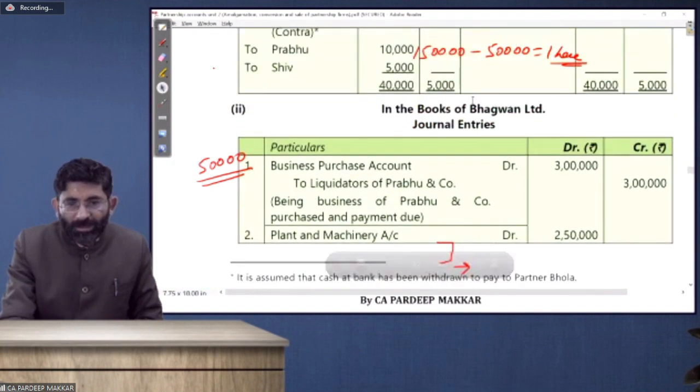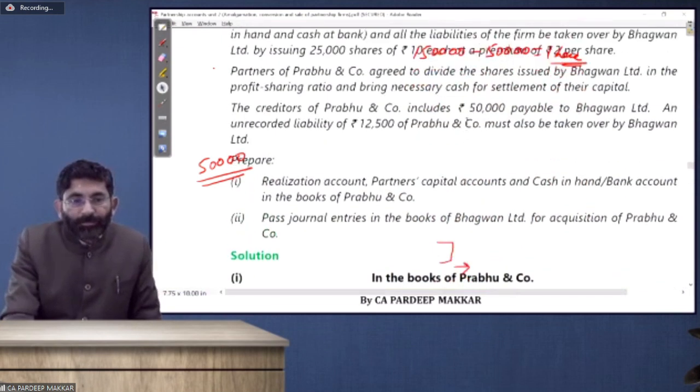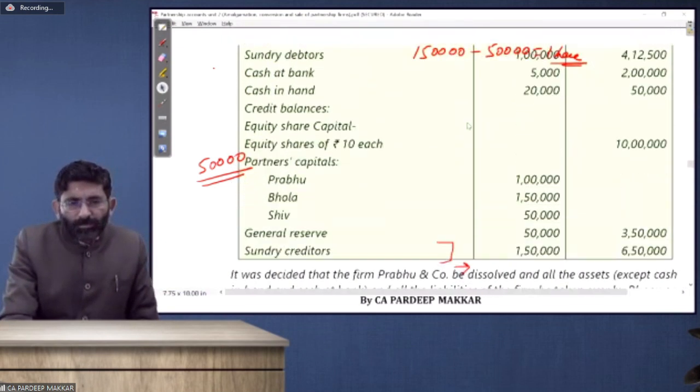To understand this entry, you should go to the balances of assets and liabilities given to you.